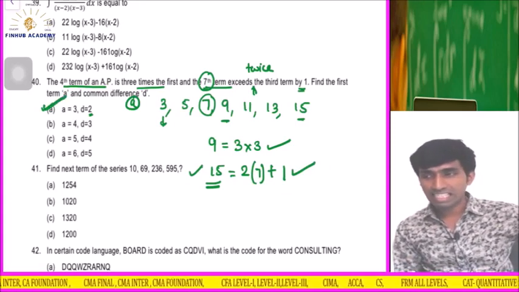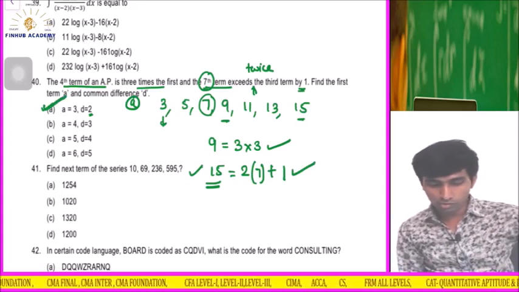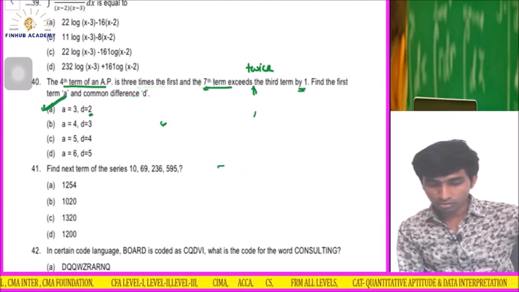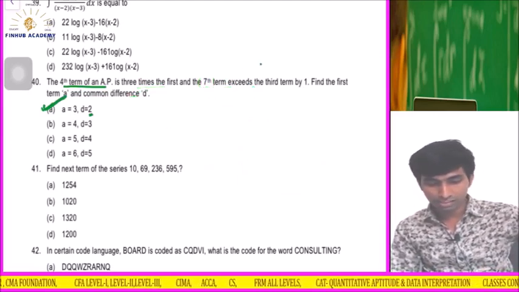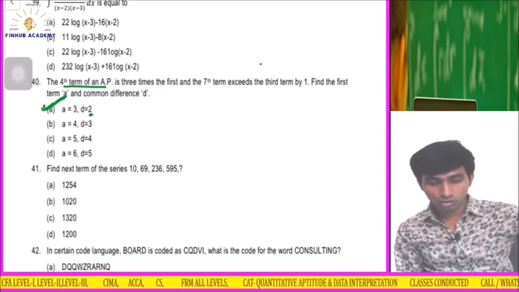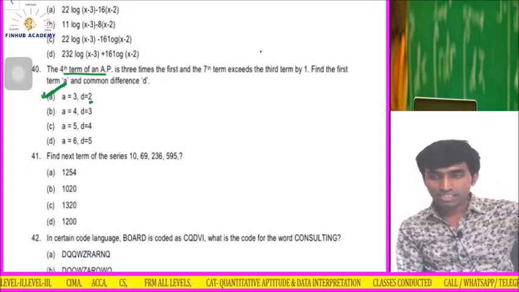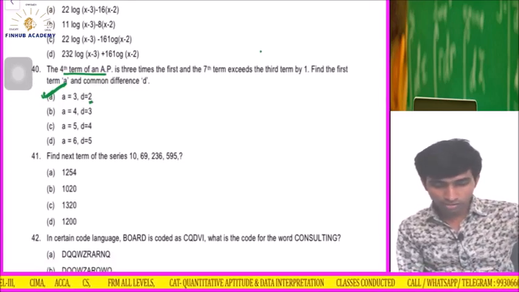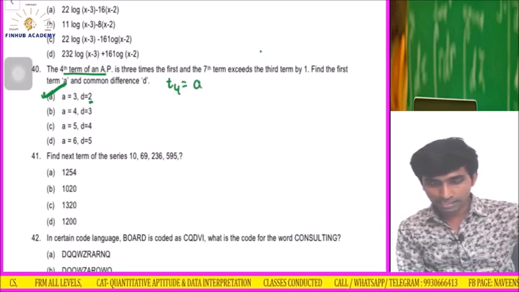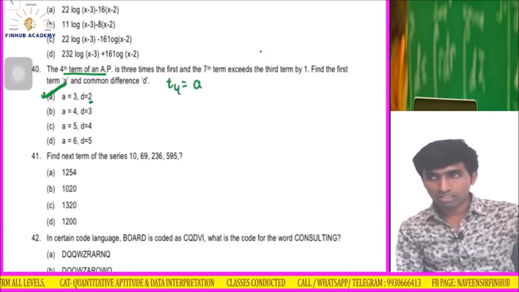Understood? In case we have to solve this, how will we solve it? We can solve this also. So I have assumed and I have checked the condition. Fine. Now how will I solve? So obviously, let's see what all is given. Fourth term, so I will write T4. So my T4, we know that T4 will be what? A plus 3D.